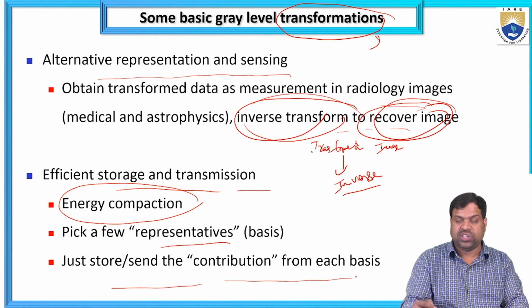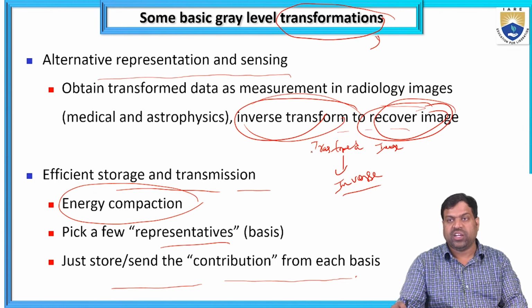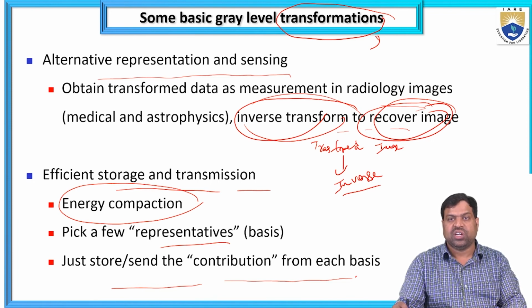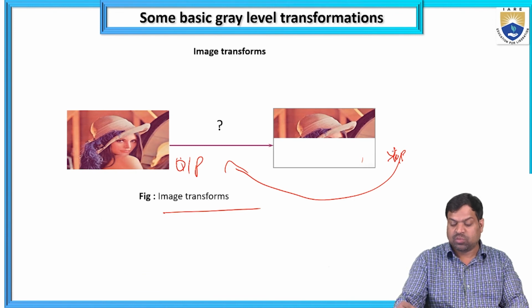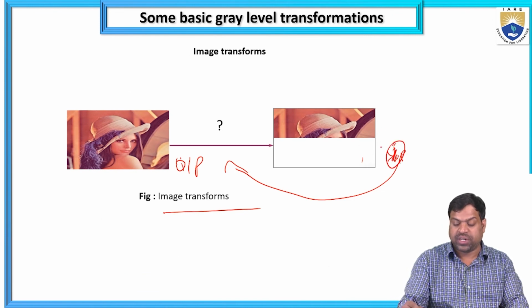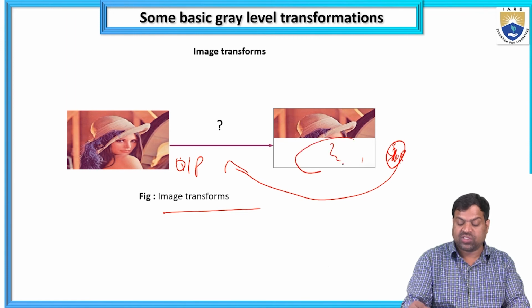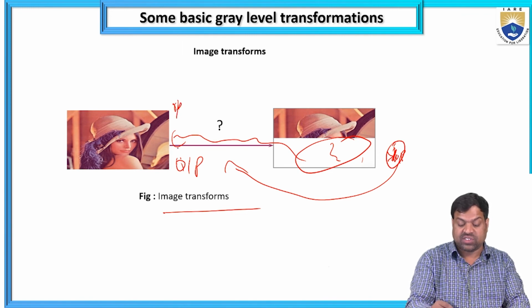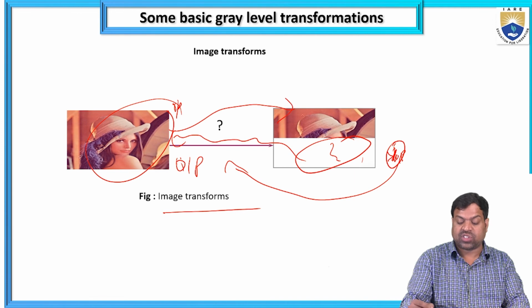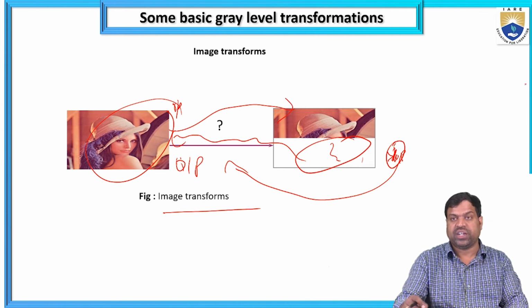Previously we discussed what a transform is, but here it is the inverse transform. Inverse transform is for recovering the image. So it gives efficient storage and transmission, energy compaction, a few representatives, and the contribution from the image basis. Suppose I am taking the input image, that is incomplete, so we have to imagine what the output is. In the transformation technique I am applying to get the output. When I am going for the inverse, that is the input. The inverse transform means I am getting it like this.